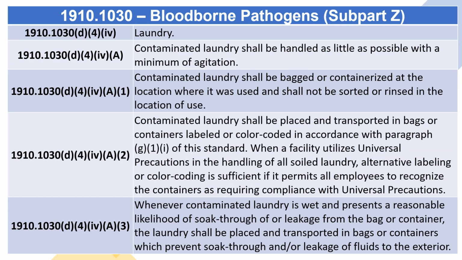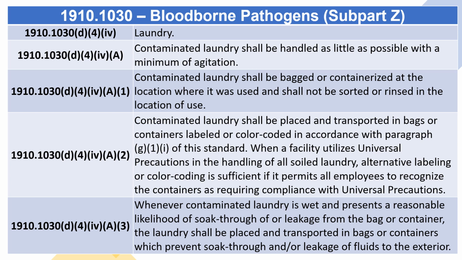1910.1030(d)(4)(4) Laundry. (A) Contaminated laundry shall be handled as little as possible with a minimum of agitation. (A)(1) through (A)(3): Contaminated laundry shall be bagged or containerized at the location where it was used and shall not be sorted or rinsed in the location of use.